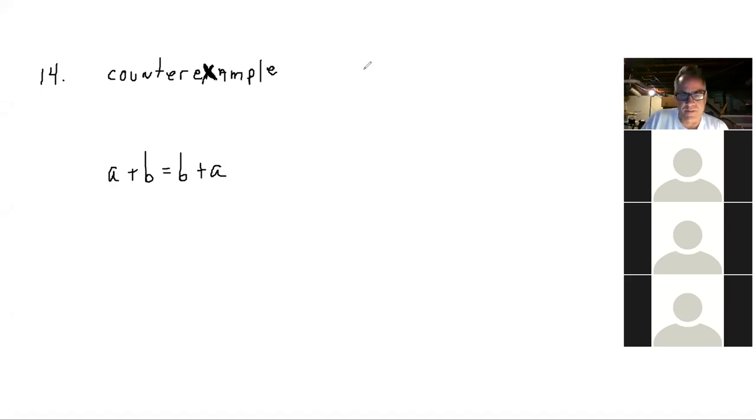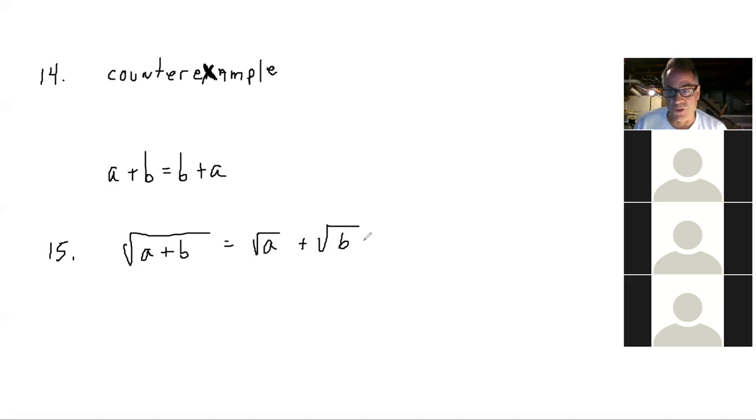On number 15, they say for positive real numbers. So, and I'm trying to help you out here in terms of don't get caught on this. Make sure you always read it. It says for positive real numbers, square root of A plus B equals square root of A plus square root of B. So I'm going to go ahead and just tell you right now, in general, this is not true. Right? This is not true.